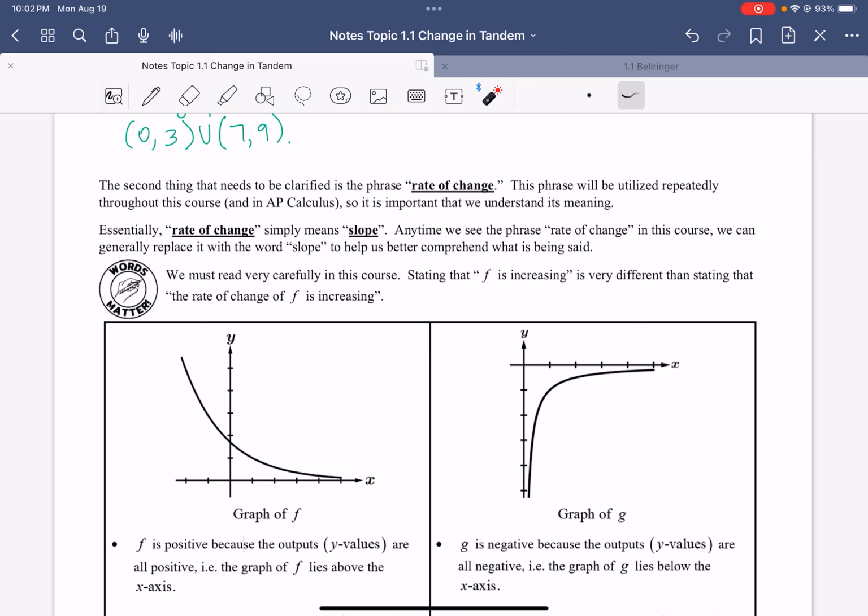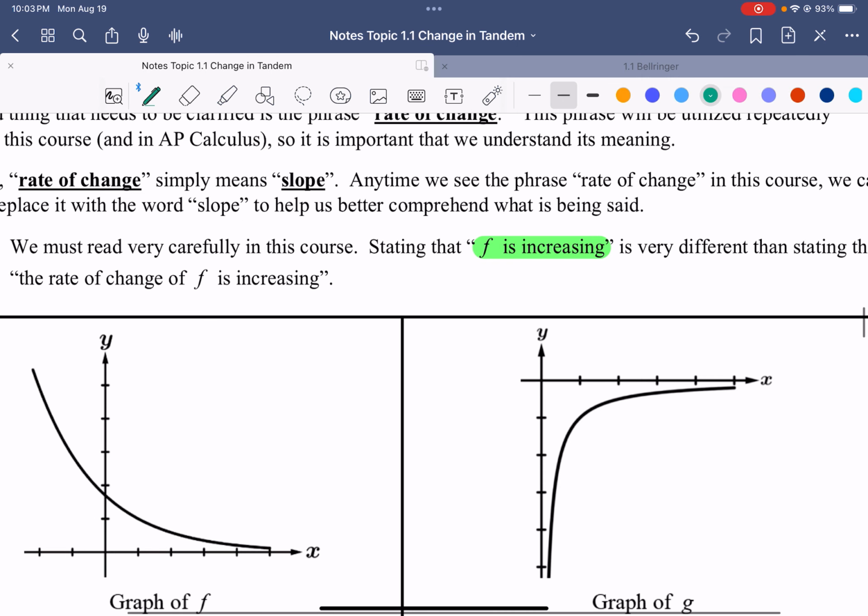We must read very carefully in this course. Stating that f is increasing is very different than stating that the rate of change of f is increasing. Okay? So if it says f is increasing, that's going to be referencing your slope. That means that the slope is going up. But if it says the rate of change of f is increasing, that's talking about concave up.